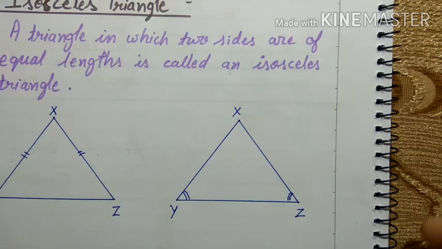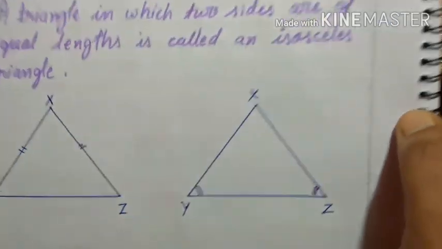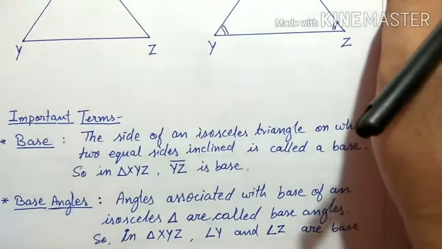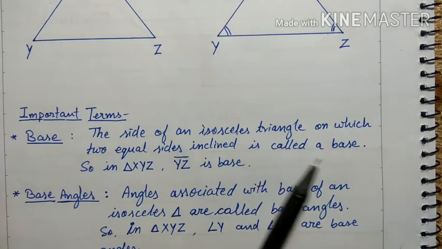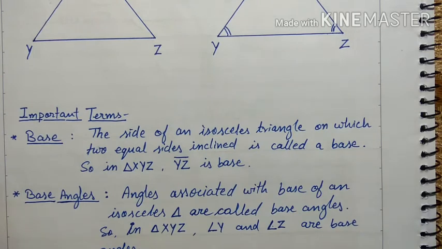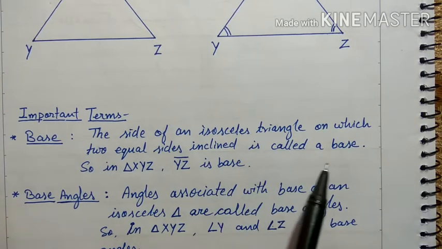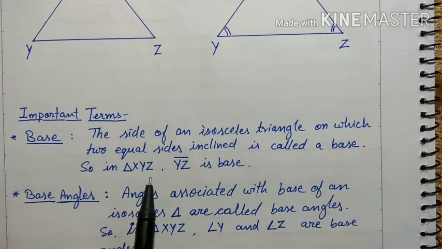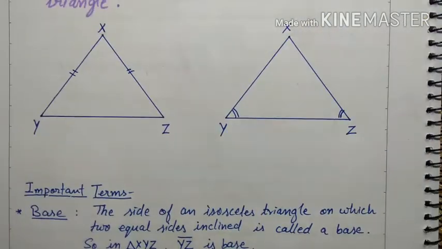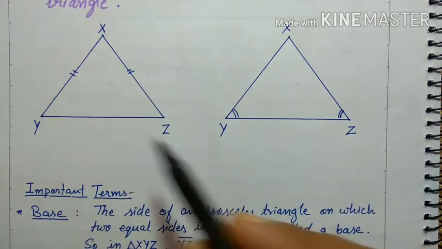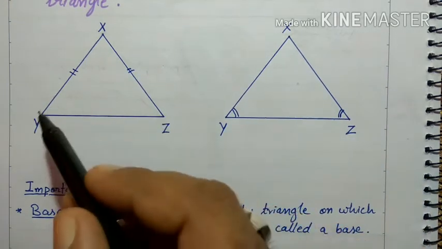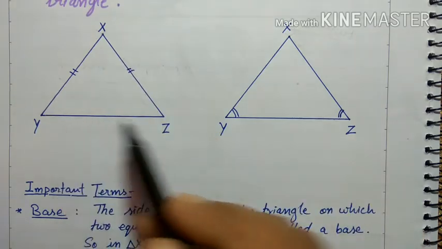Okay, a few important terms. The first one is base. What is the base of an isosceles triangle? The side of an isosceles triangle on which the two equal sides are inclined is called the base. So in triangle XYZ, YZ is the base, because these two equal sides are inclined on YZ.